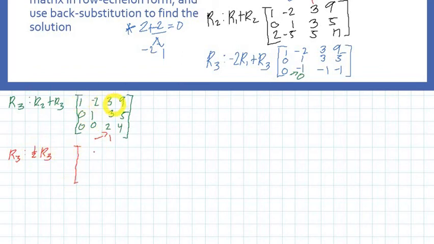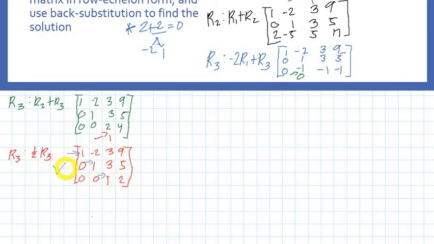So again, I'm just going to copy the first row and the second row. So now go for the third row. 0 times 1/2 is 0. So I'm going to place that there. 1/2 times 2 is 1. 1/2 times 4 is 2. So there you go. And as you can see, we now have our leading ones. There you go. It now follows our row echelon form.